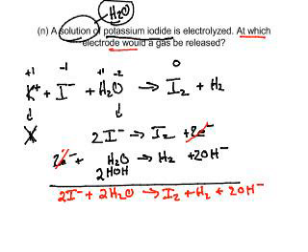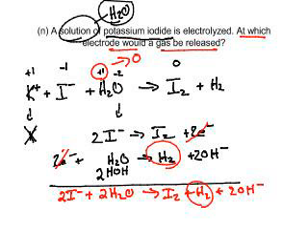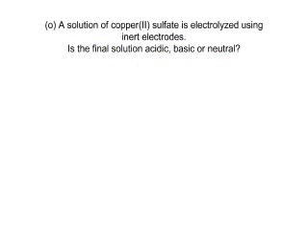At which electrode would a gas be released? Now remember, oxidation occurs at the anode and reduction occurs at the cathode. So you're going to produce the hydrogen gas, and the hydrogen is going from +1 to 0, so it's a reduction. So reduction occurs at the cathode. So at the cathode, you will make hydrogen gas. Hopefully they don't give us one quite that hard.